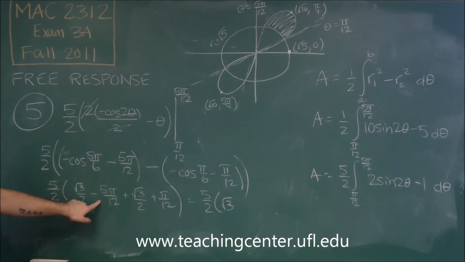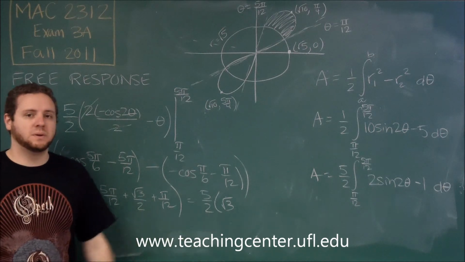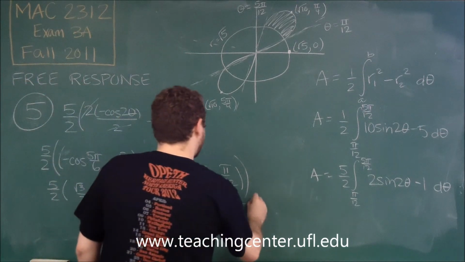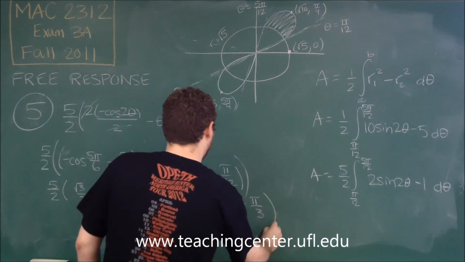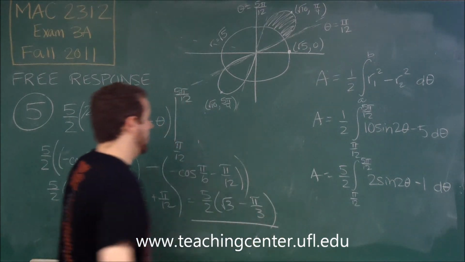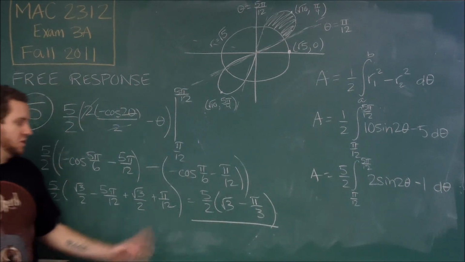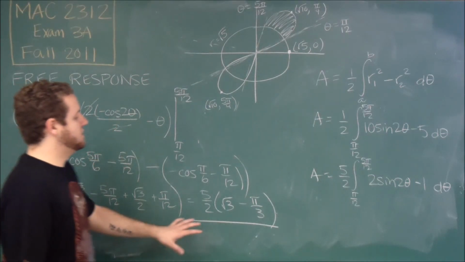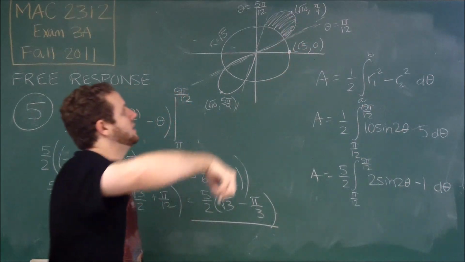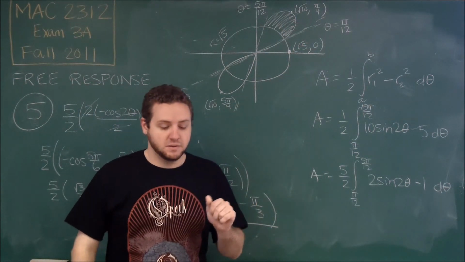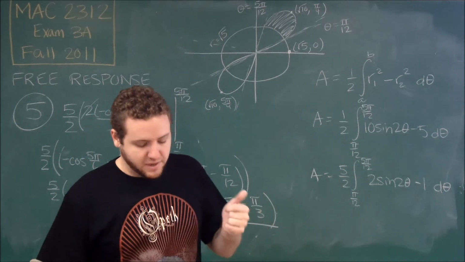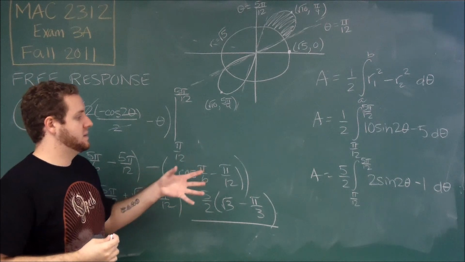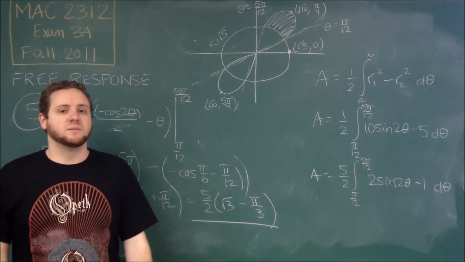And what do we have here? We have negative 5 pi over 12 plus pi over 12. That would give us negative 4 pi over 12, which is negative pi over 3. And we could leave it like that. You could distribute the 5 halves if you like, but this is perfectly fine. So this gives us the area up here inside that limaçon but above the circle. So again, that's another application of just using the area between two polar graphs. And in this case, just using your basic integrals. Nothing fancy on this one.